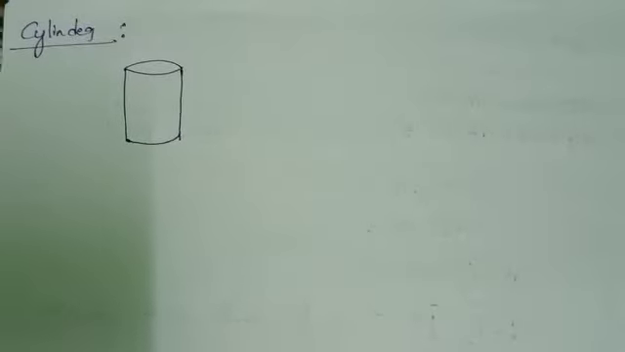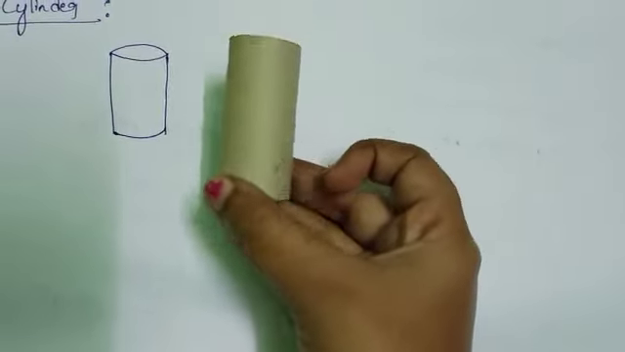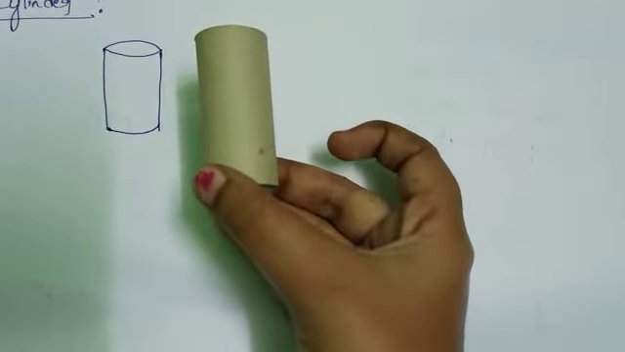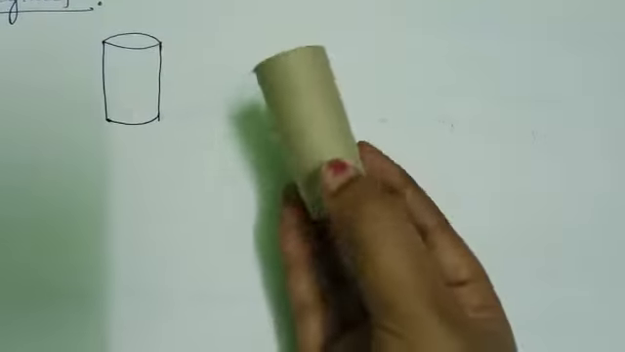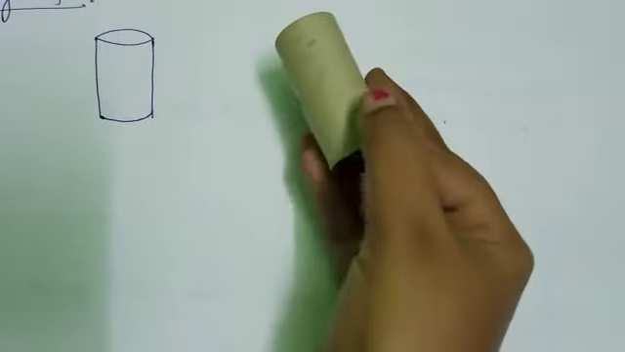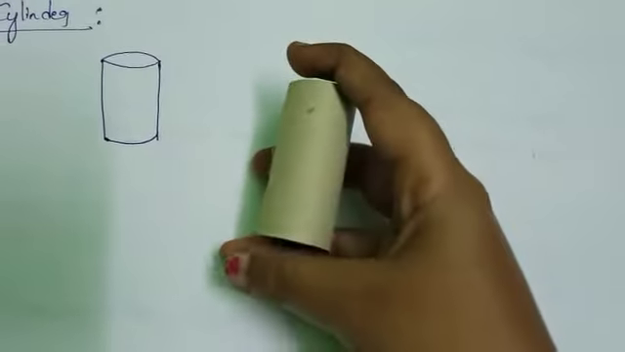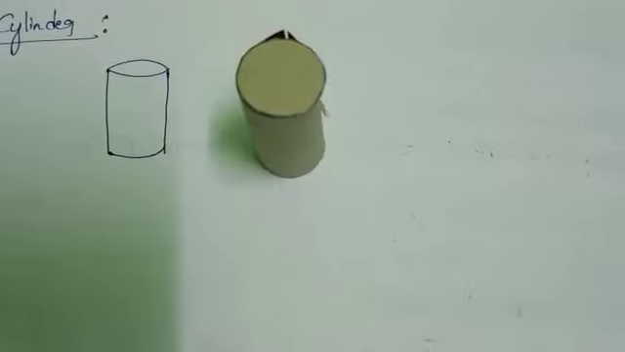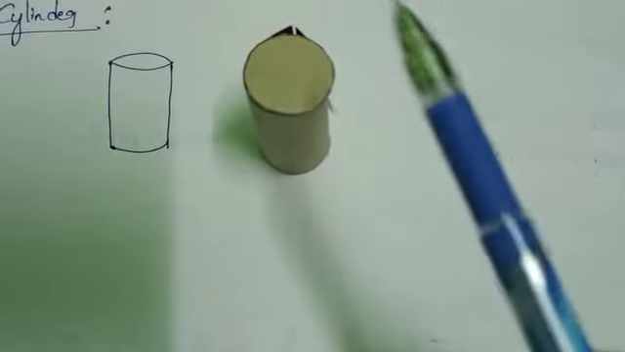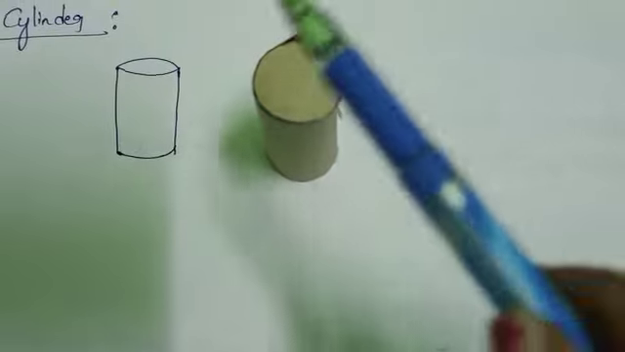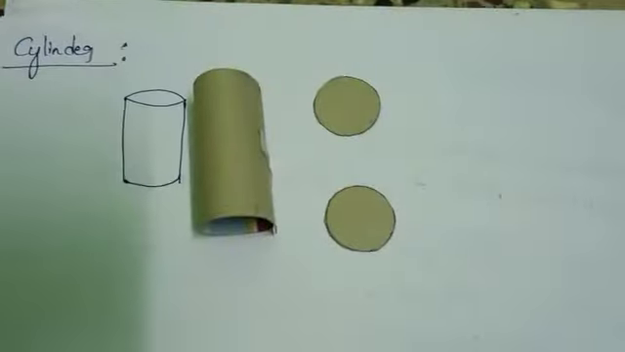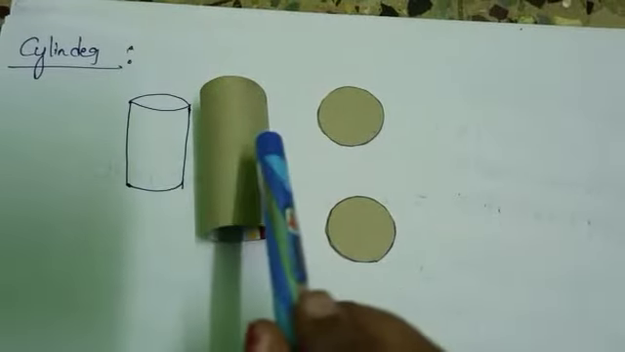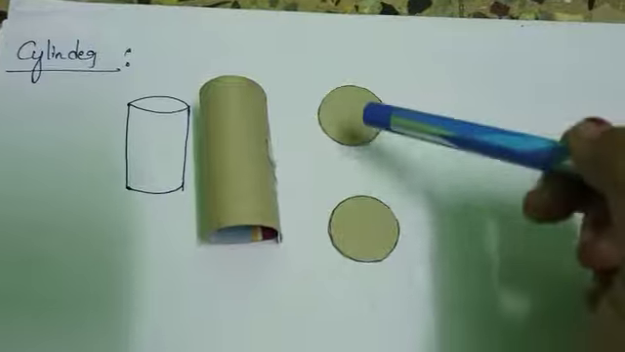Next, geometrical figure, cylinder. We know cylinder. See this figure? This is the cylinder. How many faces? This is the curved surface, and top and bottom. One curved surface, and top and bottom are circles. Top and bottom are flat surfaces. So, one curved surface and 2 flat surfaces.